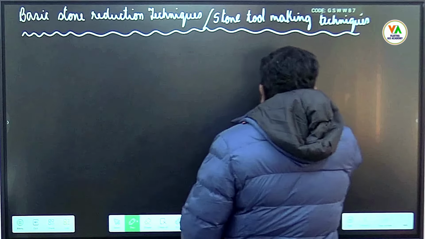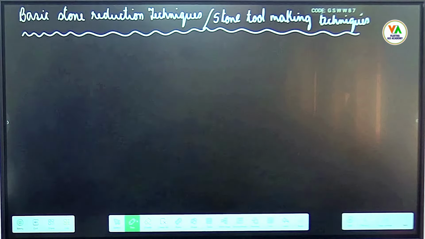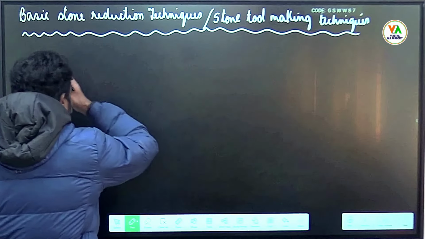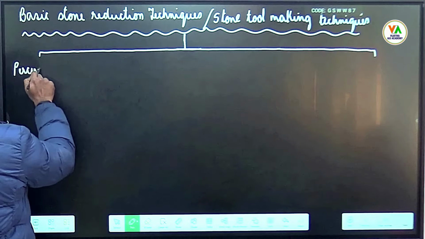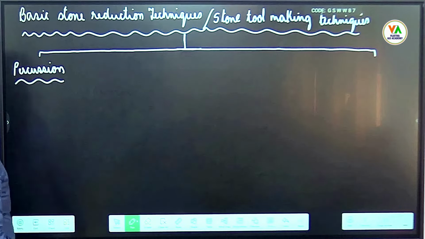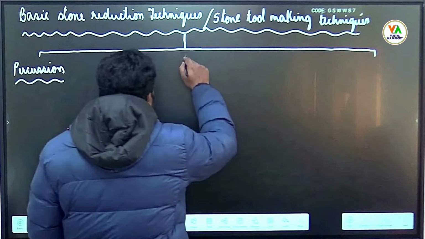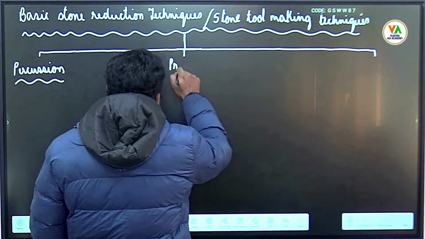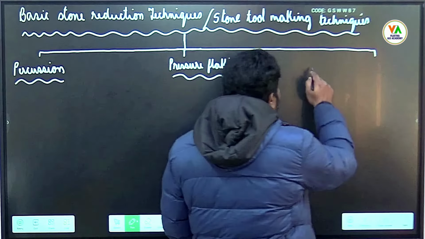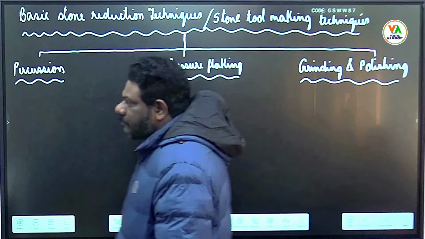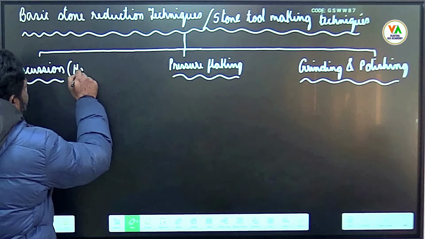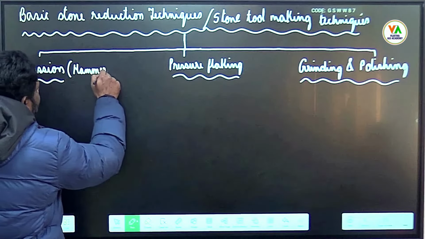stone tool making techniques. There are different ways of making stone tools. Listen: percussion technique, which is hammering; pressure flaking; grinding and polishing. See, percussion, as I said, is hammering.